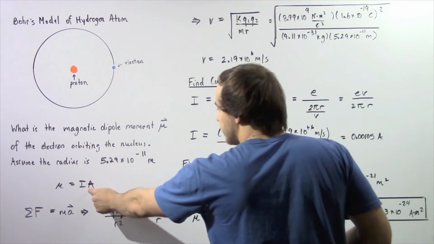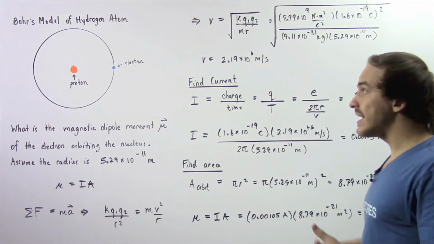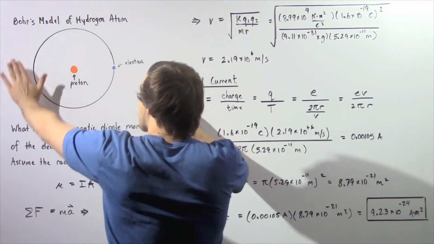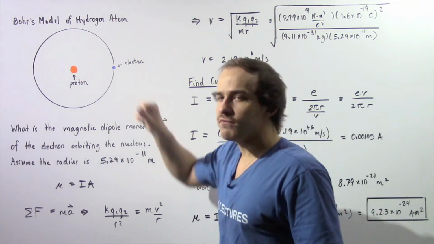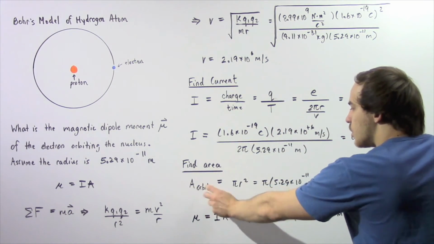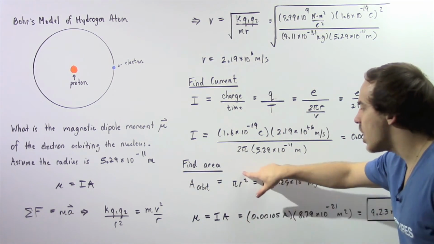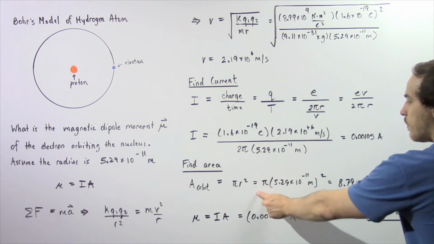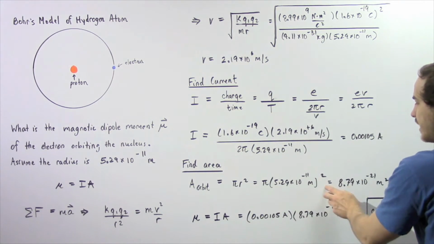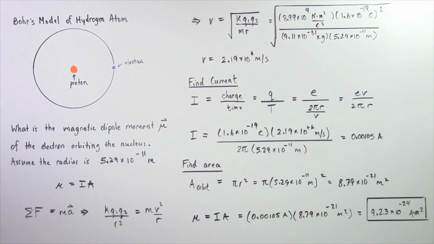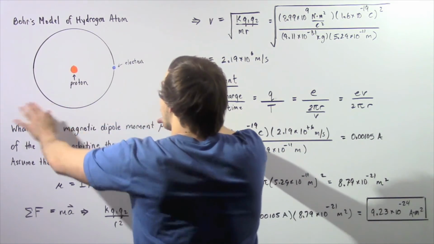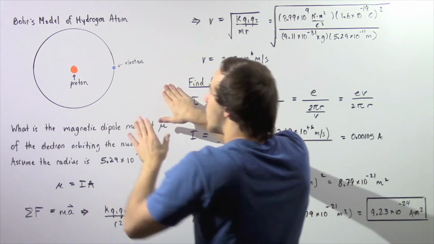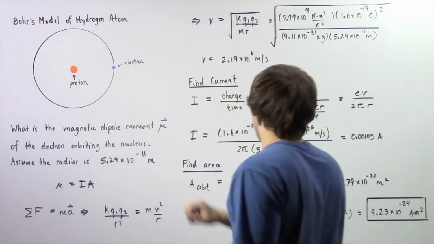So now we calculate what the A is. What exactly is the area of this circular orbit? Well, it's essentially pi multiplied by the square of the radius. So the area of the orbit is equal to pi multiplied by the square of the radius, which is equal to about 8.79 times 10 to the negative 21 meters squared. That's the area of this orbit made by our electron as depicted by Bohr's model.